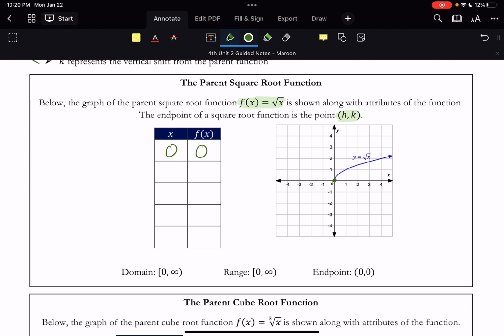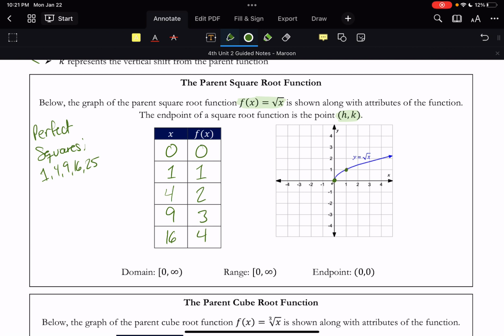So when you think about the x values that you want to plug in to find the points on the graph, you want to think of the perfect squares. So remember the first few perfect squares are 1, 4, 9, 16, 25. So if I let x equal 1 and I plug that in, I know the square root of 1 is 1. The next one, the square root of 4 is 2. The square root of 9 is 3. The square root of 16 is 4. So that's how you get the points that are on the graph of the square root function.